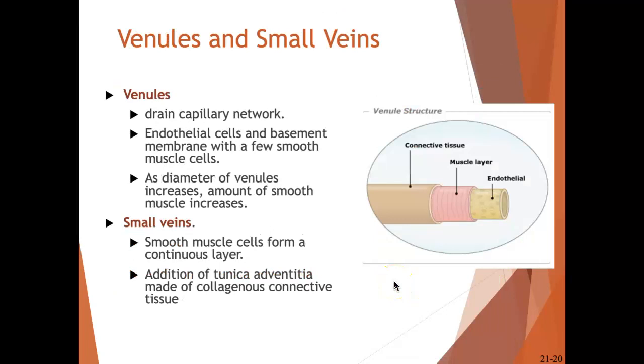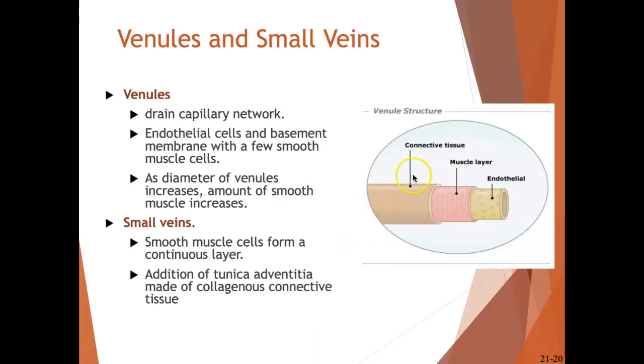And now let's discuss the veins, starting with our venules. These are going to drain the capillary, and they're only really made up of our endothelial cells with a basement membrane and a few smooth muscle cells. The diameter will increase as we move through, and then we'll also see the smooth muscle will increase along with it. Once we move into our small veins, we'll see more smooth muscle cells that will form a continuous layer like we see over here.